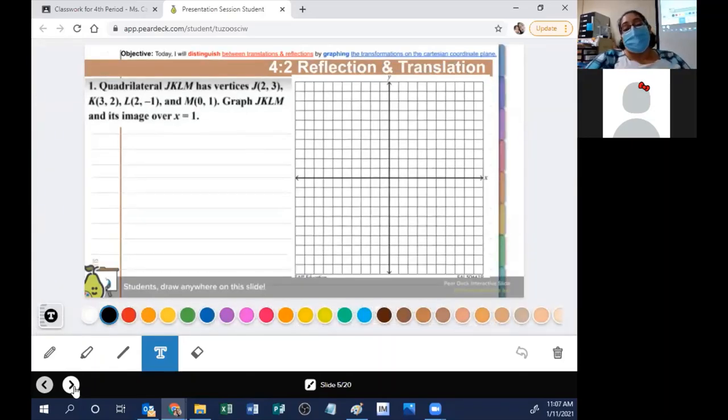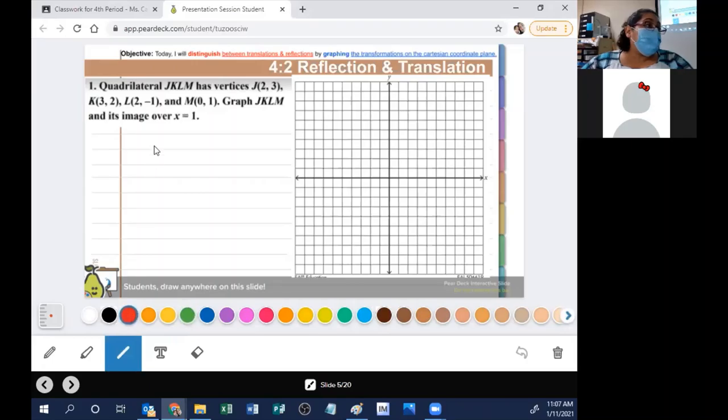Slide number five, I have to use my cheating method and count the distance from the line of reflection. Because if I notice, the line of reflection that they gave me, it's not the x-axis, it's not the y-axis. It's actually this line right here, x equals one. So I have to reflect it across that line.